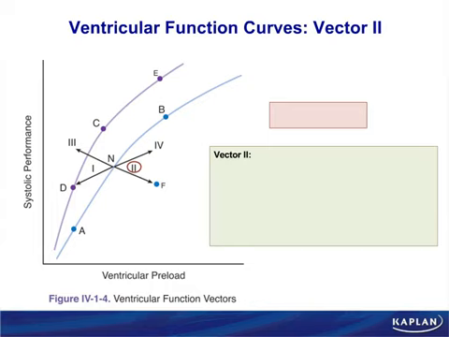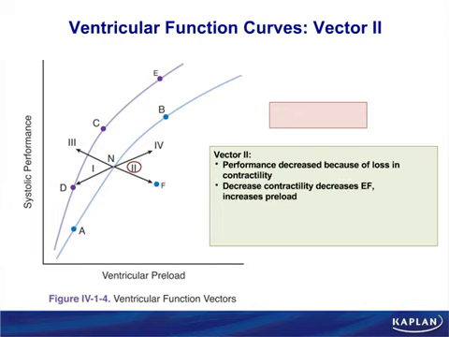What happened here is a reduction in contractility. All right, this is a loss of contractility. Because preload and performance did not go in the same direction, we know it's not a Frank Starling event. This decrease in contractility will decrease ejection fraction, which in turn means increased preload.